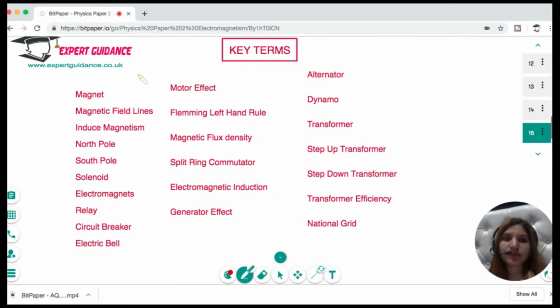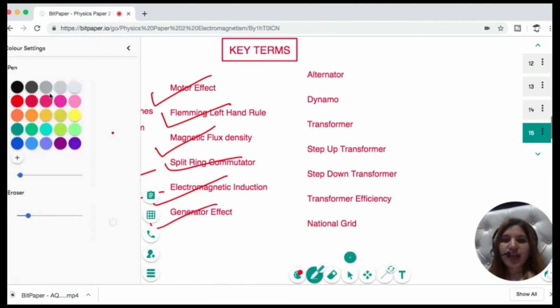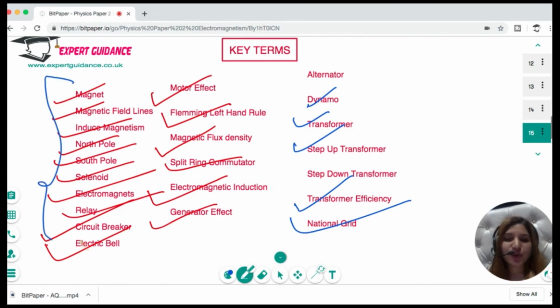Now you should be able to define these terms: magnet, magnetic field lines, induced magnetism, north pole, south pole, solenoids, electromagnets, relays, circuit breakers, electric bell, motor effect, Fleming's left-hand rule, magnetic flux density, split-ring commutator, electromagnetic induction, generator effect, alternator, dynamo, transformer, step-up transformer, step-down transformer, transformer efficiency, and national grid. Pause this video and try these questions. If you still have any problem, do watch the video again.